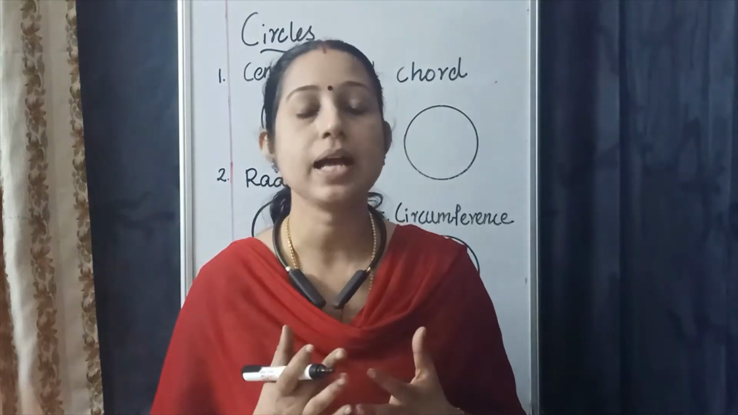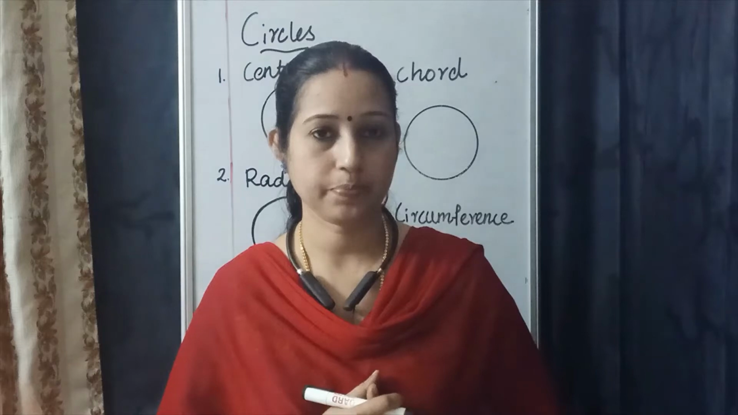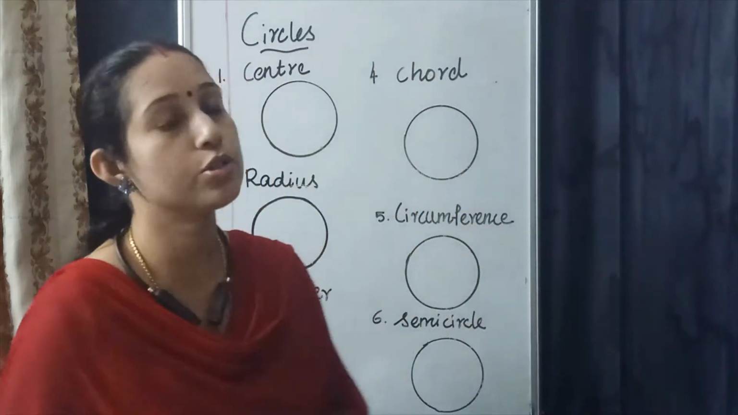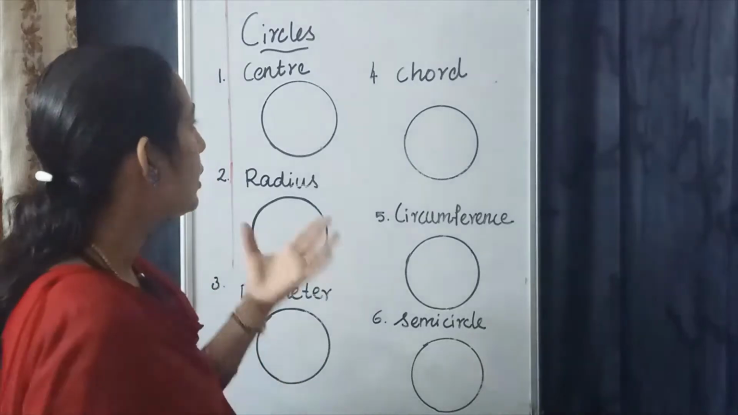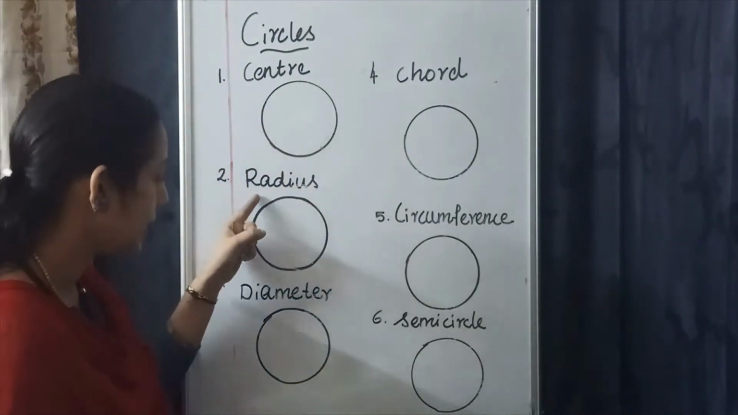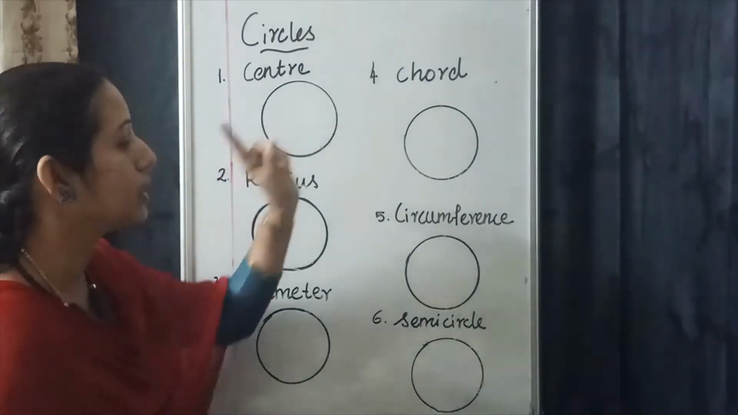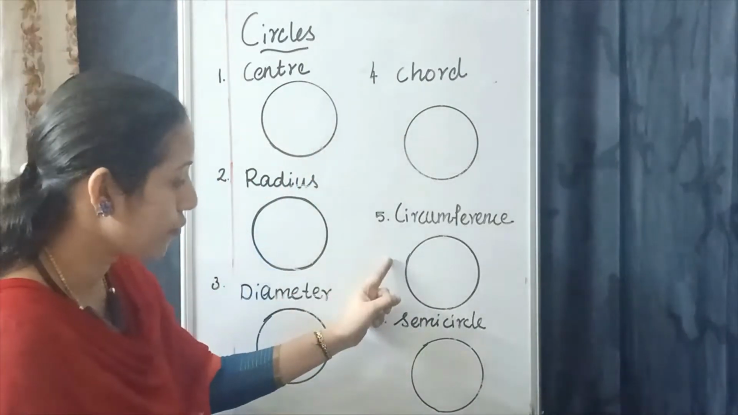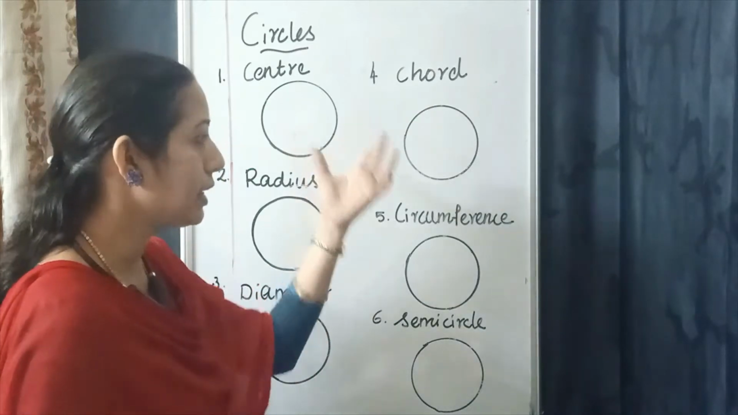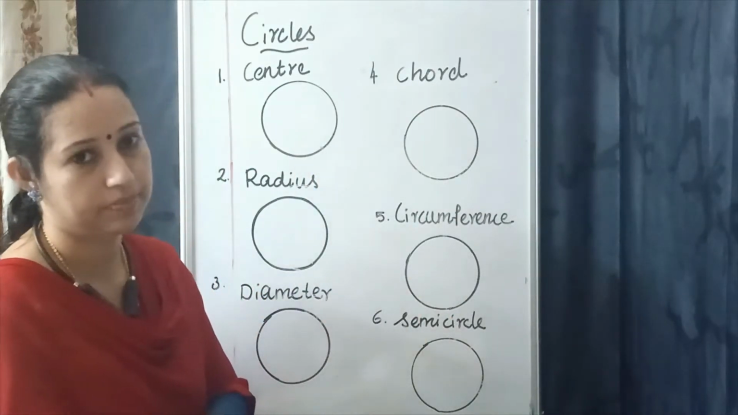And this circle has different parts. Now let's see what the different parts of a circle are. The different parts of a circle are center, radius, diameter, chord, circumference and semicircle. So these are the different parts of a circle.